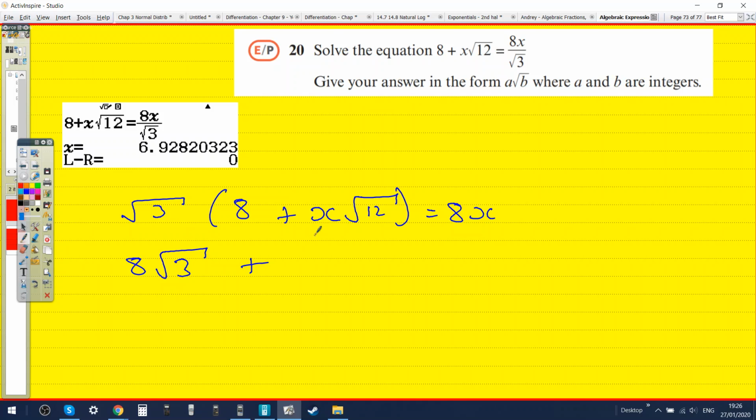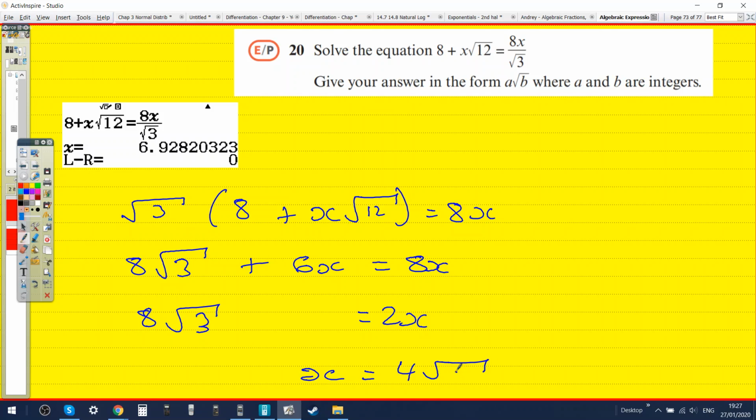And then plus 6x. Yeah, okay, 6x, great. Equals 8x. And then 8 root 3 equals 2x. And then x equals 4 root 3. That's it.